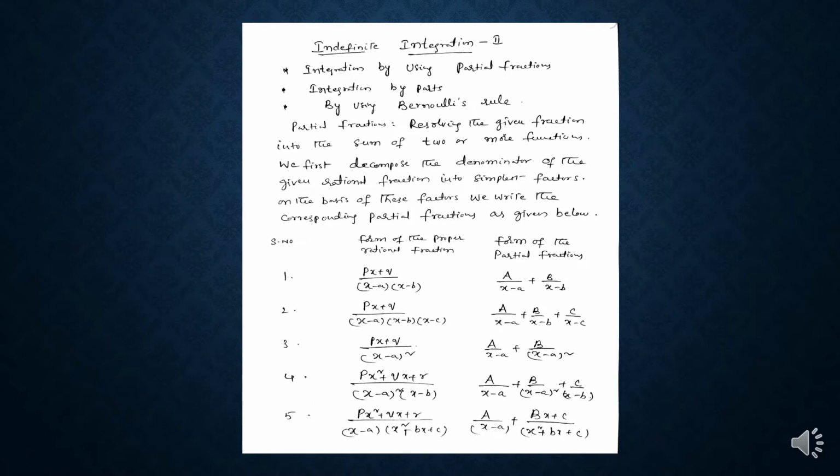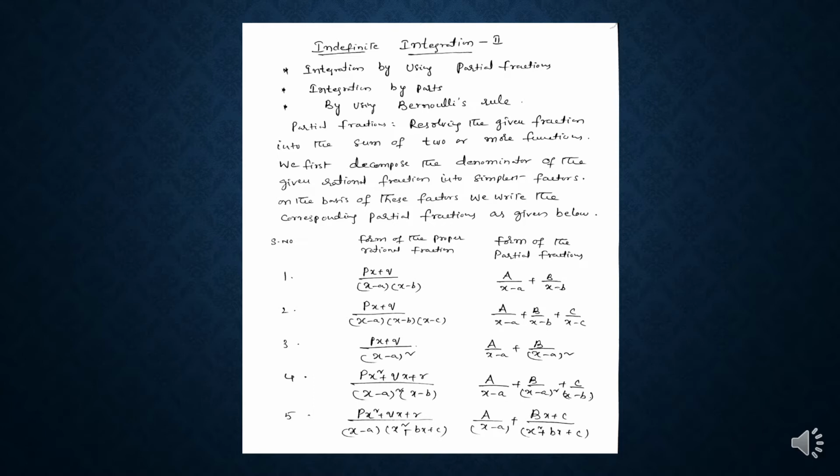If the rational fraction is px plus q by x minus a whole square, that means in the denominator we can see the repeated factor x minus a whole square. So by resolving this into partial fractions as some constant A by x minus a plus B by x minus a whole square. If we have x minus a whole cube, then we can write it as A by x minus a plus B by x minus a whole square plus by taking one more constant, that is C by x minus a whole cube, like that.